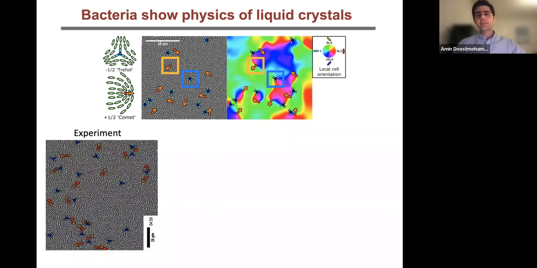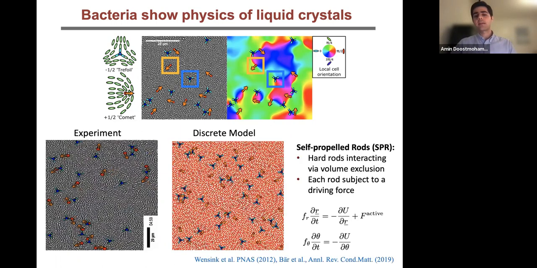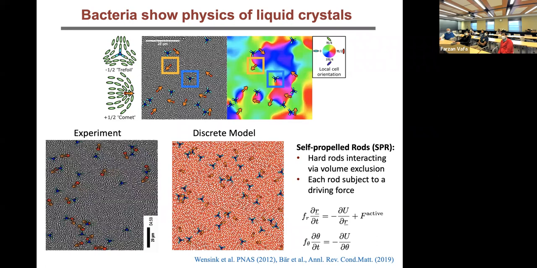So we started with the simplest possible model that we could derive for this system, and that was self-propelled rods, essentially a bunch of rods that are interacting only via volume exclusion, and they have a propulsion force on them. And that's governed by just. I mean, can I ask a question? Sure. But I guess it's irrelevant both for the model and for the experiment.